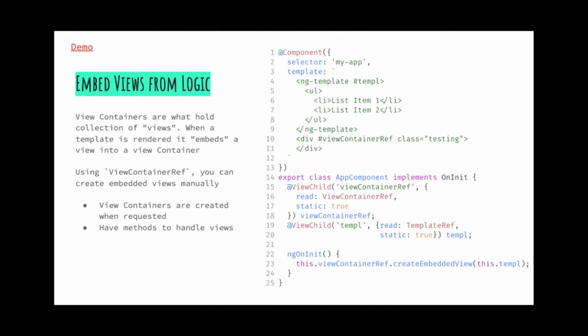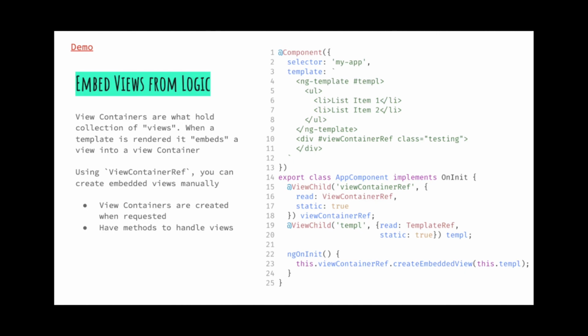A view container is simply a way that we can read an element and treat it as a place to be able to inject views. So when we want to render a template, we have to have a view container to inject it into. When we use ng template outlet, this is kind of magically handled for us.